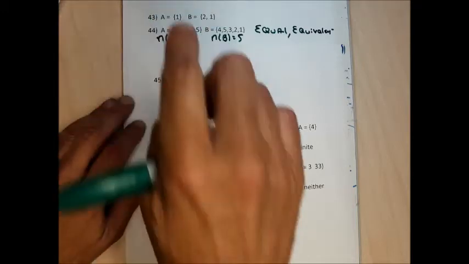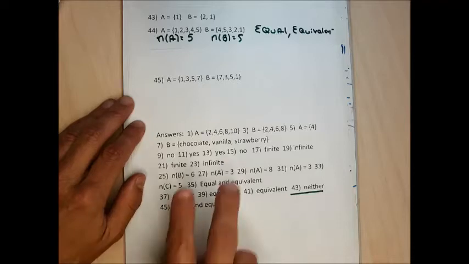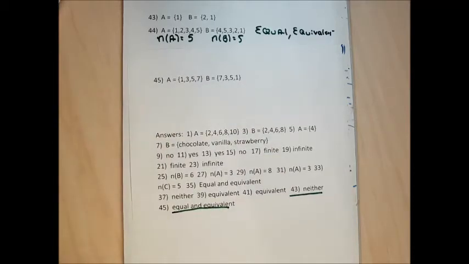For your 43, I think I have the answer right here. Your 43 is going to be neither, and your 45 is going to be equal and equivalent. That's the end of the section.